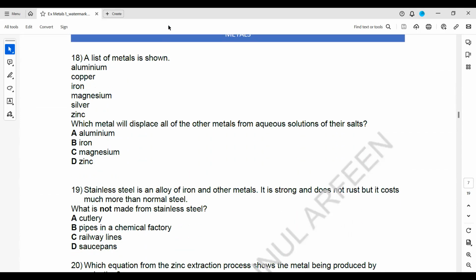Question 18. List of metals shown: aluminium, copper, iron, magnesium, silver, zinc. Which metal will displace all the other metals from their aqueous solution? Like which is the most reactive metal in this?